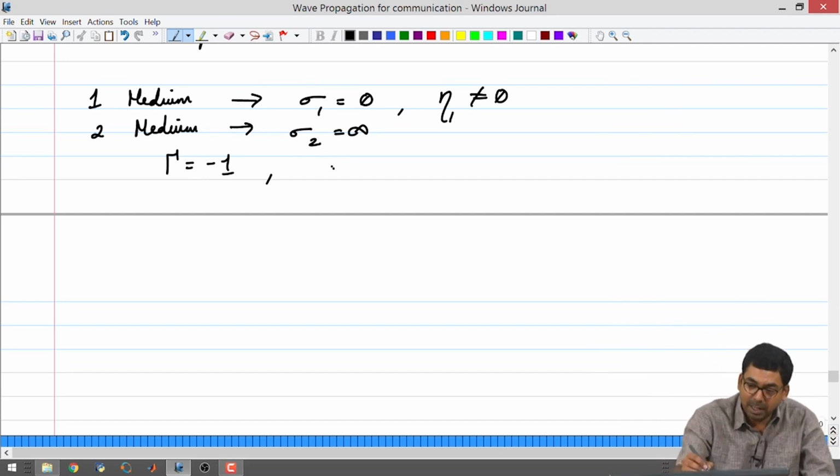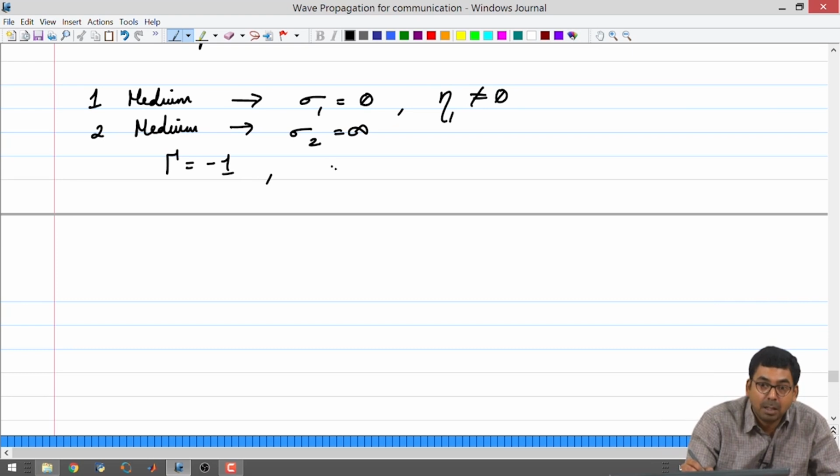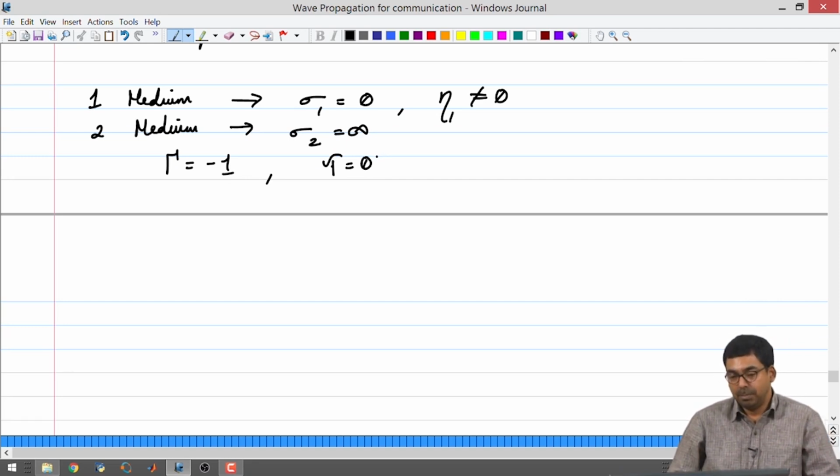Consequently, 1 plus gamma is tau, and we can infer that tau is 0. So, if you have a wave that is trying to penetrate into a perfect electric conductor, that is not going to be possible.